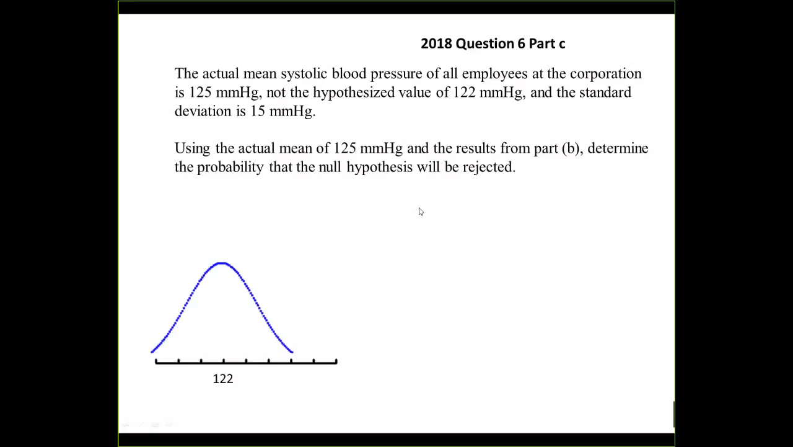So, the blue graph on our screen shows us the null hypothesis, a mean of 122 and a standard deviation of 1.5. We just figured out that the value which will cause us to reject the null hypothesis is 124.4675. Anything greater than that would cause us to reject the null hypothesis.